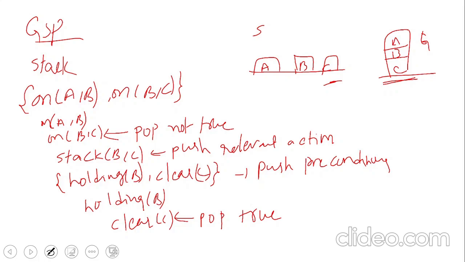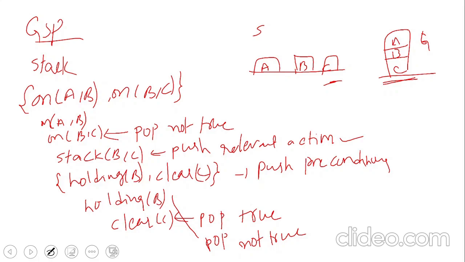Next one, what we need to do? Holding B. Whether holding B is true, it's not true. Okay, so whenever it is not true, push the relevant action. So for holding B, what is the relevant action? If you see, we need to see that the relevant action is one whose preconditions have to be a subset of the state, yes.